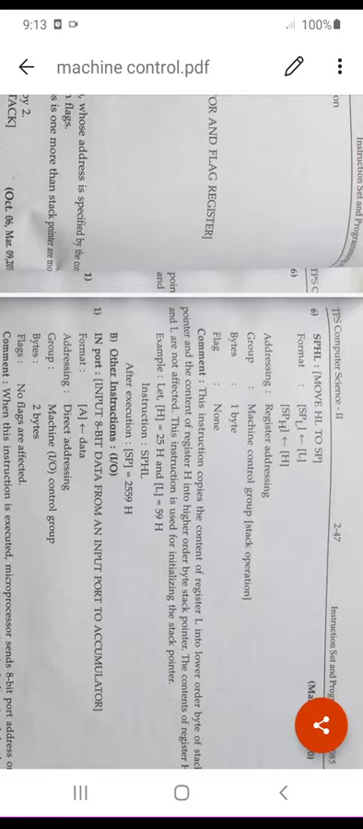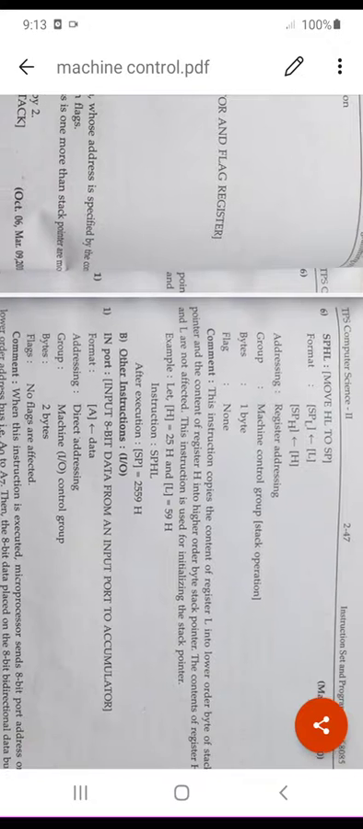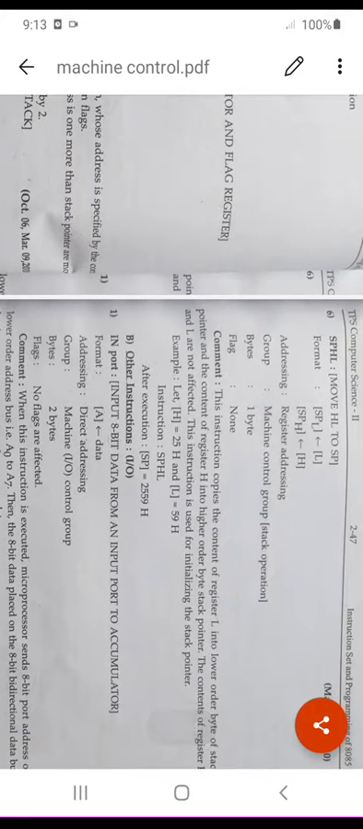Then the next instruction is SPHL, that is, move HL pair to the stack pointer. This is used to initialize the stack pointer. For example, if the HL pair contains 2599 hex, then after SPHL the stack pointer position is 2599 hex. It is a register addressing mode instruction containing 1 byte.